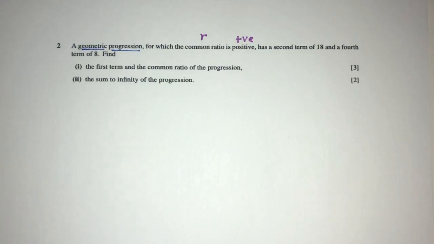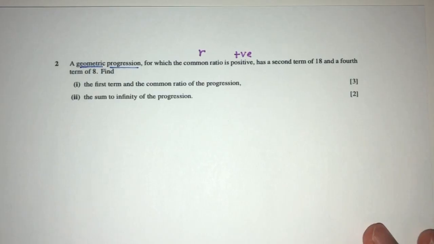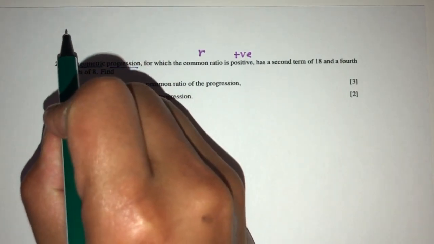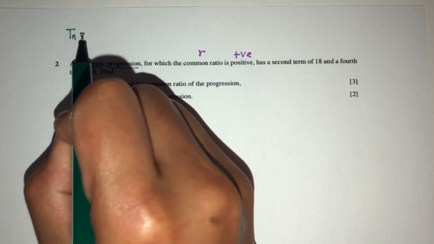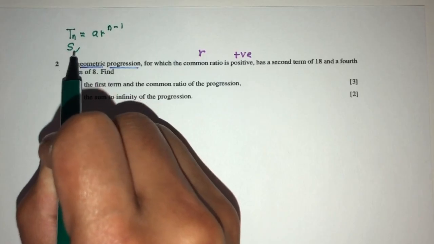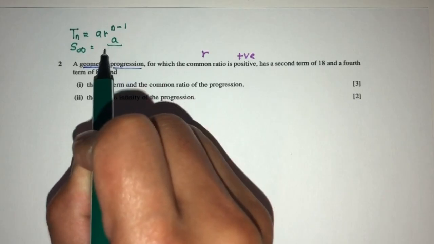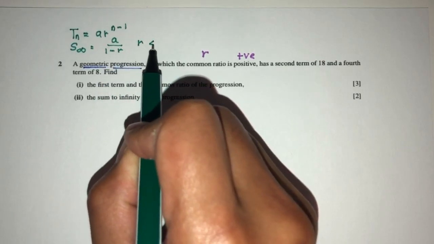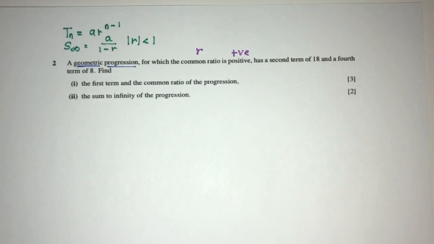Now, once we know this, let's first write down all the formulas that we know for this kind of progression. So we have the n term is given to you by a r power n minus 1, and the sum to infinity is a over 1 minus r for r is less than 1. This is the given formulas we have for this kind of progression. Again, this is given to you. You don't need to memorize. However, if you memorize them, you will just waste less time. Anyways, let's move on with the question.